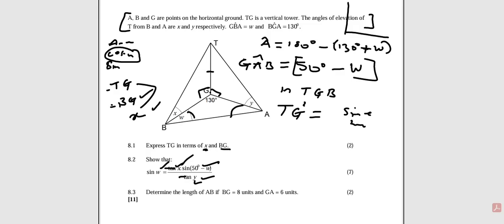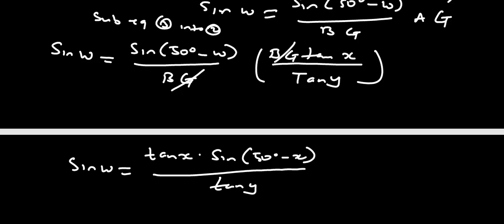The length of AB. If BG is a unit and GA... okay, we've been given the BG, right? Yes, the BG has been given, and then the GA, and as I was saying, we've been calculating. So this is going to be the cosine rule. So I'm going to use the cosine rule.